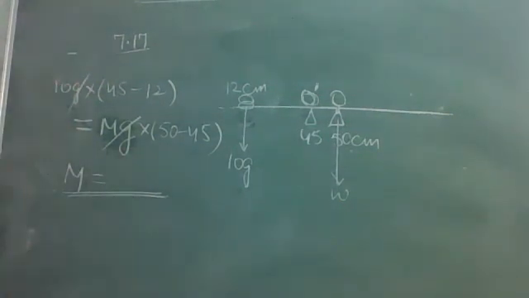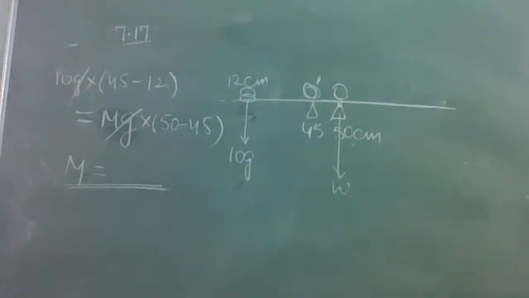So use this and find m, mass of meter stick you will find from here. Yes, who will tell me the answer? Find the mass of meter stick from here. So 10g into 33 is Mg into 5. So m is 66 gram. So the answer is mass of meter stick is 66 gram. Is that clear, students? Any doubt in this question?